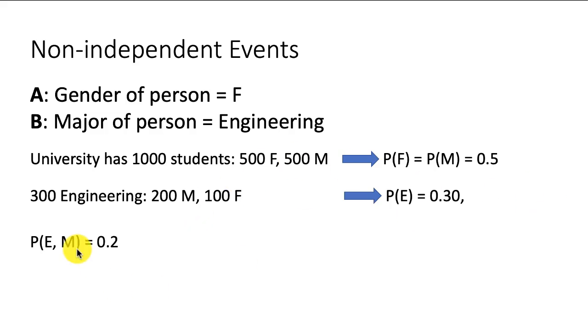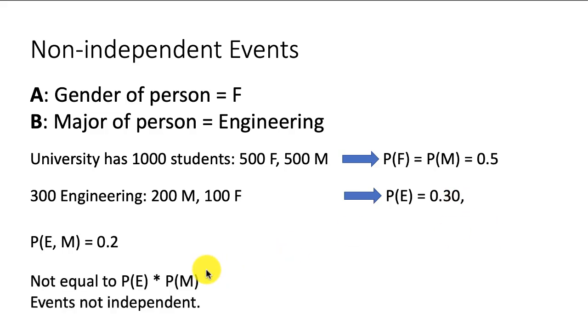Let's try multiplying the probability of engineering and probability of male. So probability of male is 0.5, probability of engineering is 0.3. If you multiply the two of them, you don't get 0.2, you get 0.15. The reason is that these two are not independent.